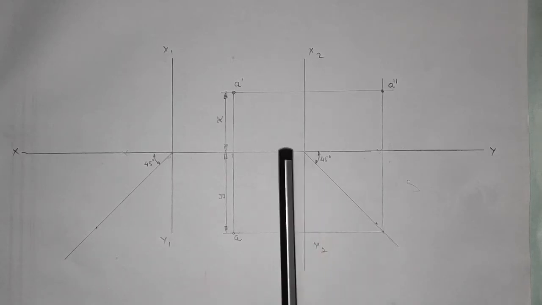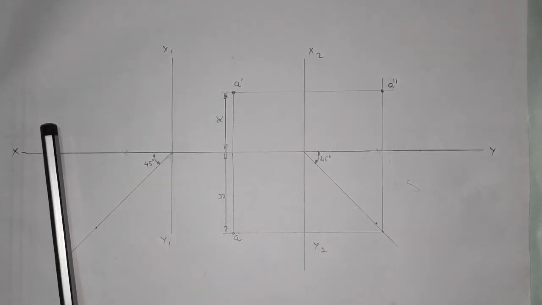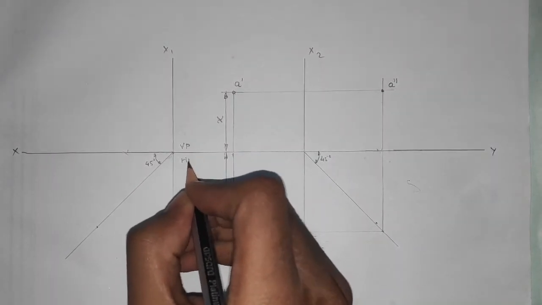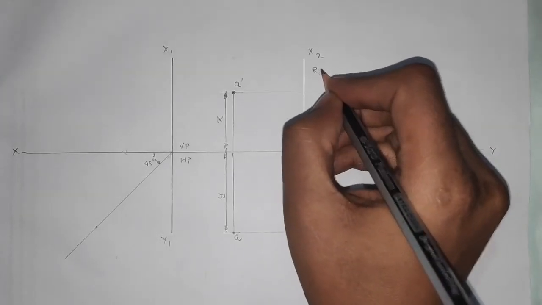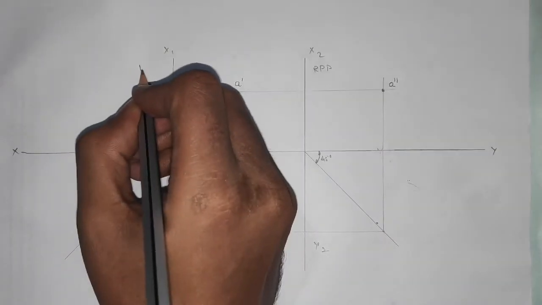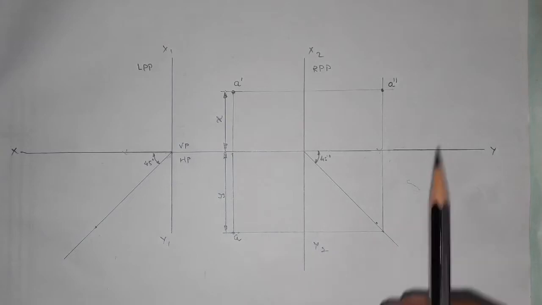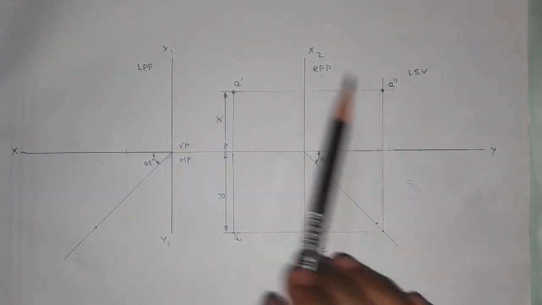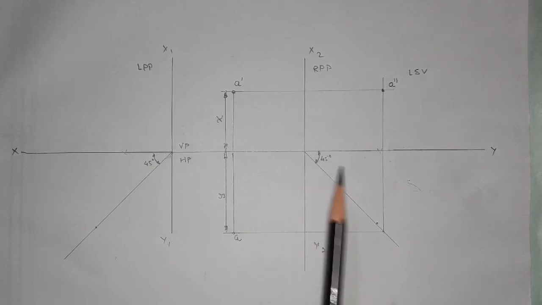The same procedure can be repeated for this view. So if this is the vertical plane, this is the horizontal plane, this will be the right profile plane, RPP, and this will be the left profile plane, LPP. So we have obtained the left side view of this point. The same procedure can be followed to obtain the right side view of this point.